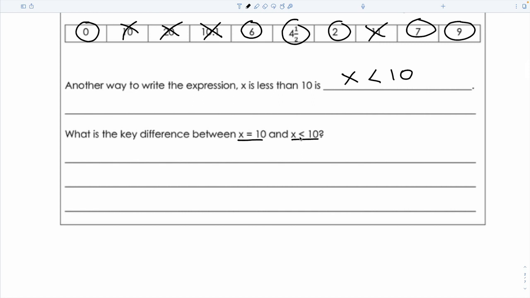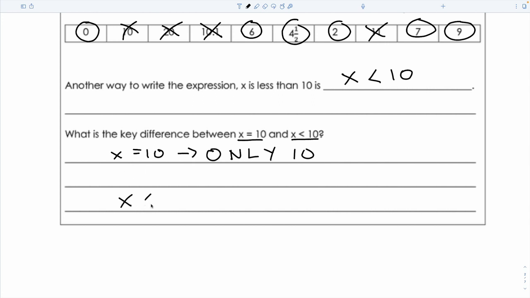What is the difference between equals and less than? Cameron, give me one thought. If x equals 10, it's like x is 10 and not x is less than 10. If x equals 10, the answer is only 10. You can only have 10 work for this equation.